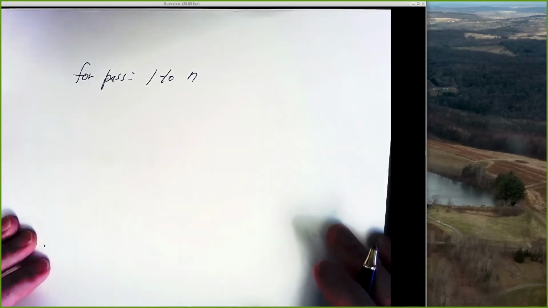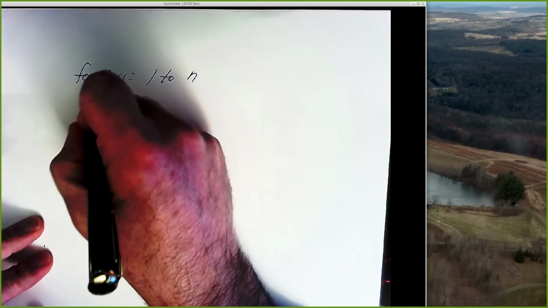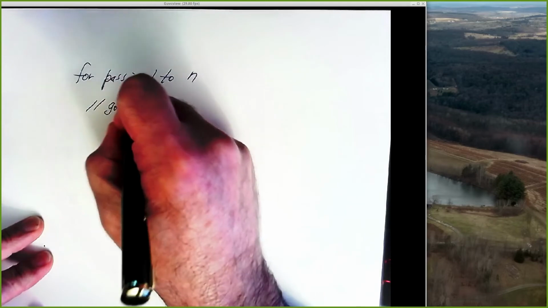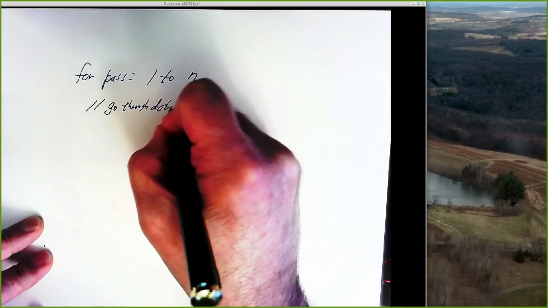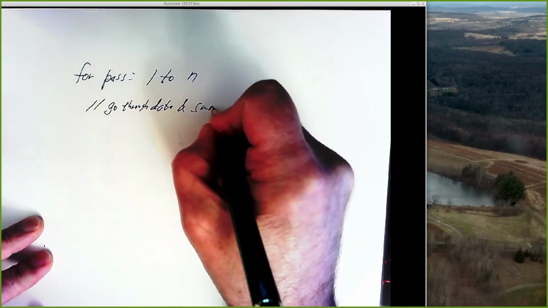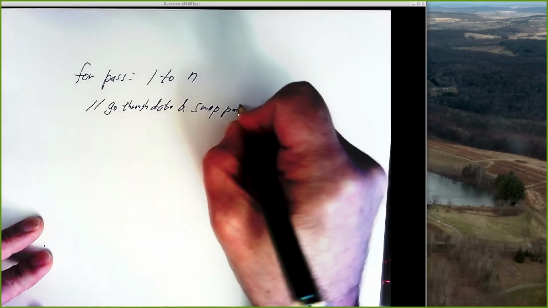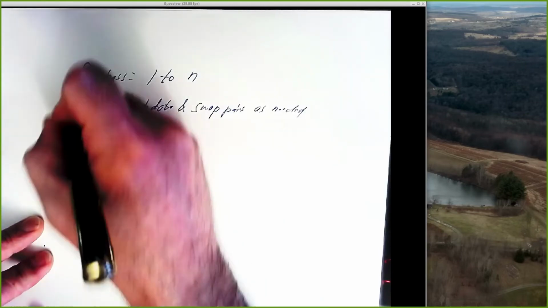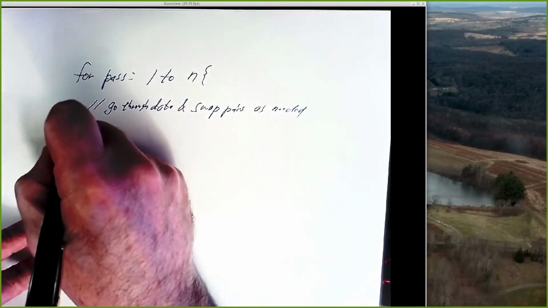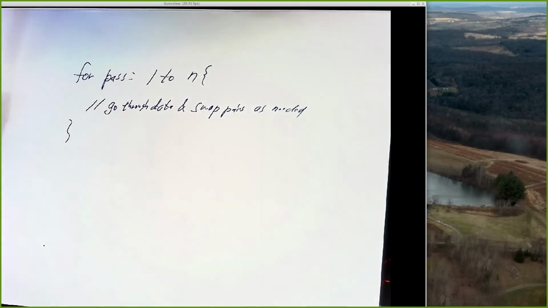So for pass equals 1 to n, what do we want to do? Go through data and swap pairs as needed. There's our pseudocode for a bubble sort of n pieces of data. So make n passes, and each pass go through the data and swap pairs as needed.